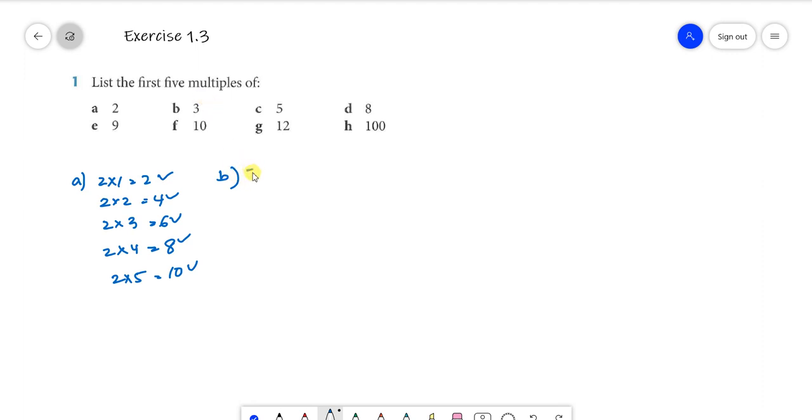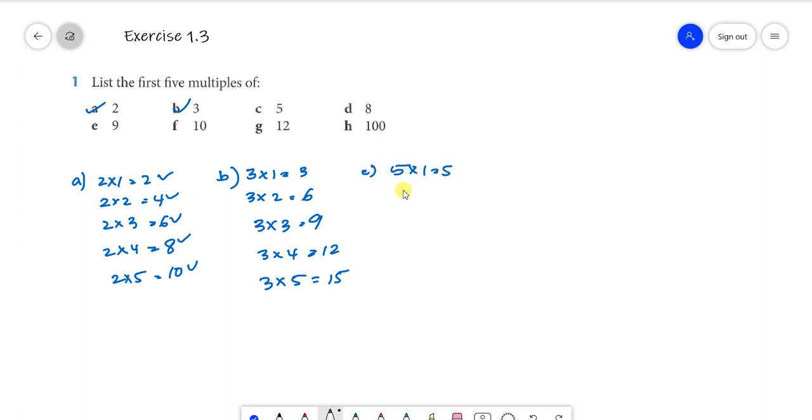For 3, let's say 3 times 1 is equal to 3, 3 times 2 is equal to 6, 3 times 3 is equal to 9, 3 times 4 is equal to 12, and 3 times 5 is equal to 15. That's it. So we are done with A and B. We have C. That is 5 times 1 is equal to 5, 5 2s are 10, 5 3s are 15, 5 4s are 20, and 5 5s are 25.